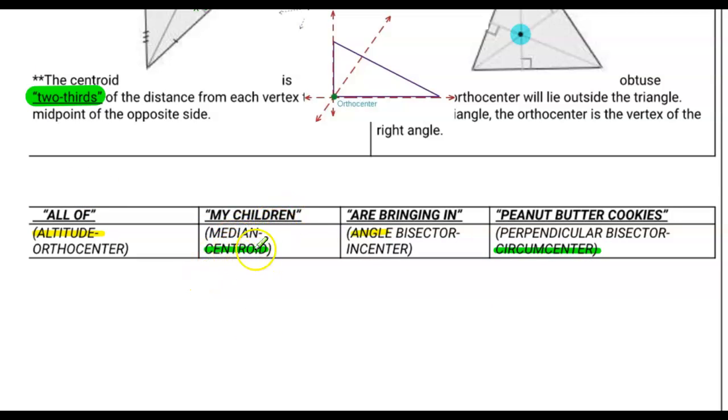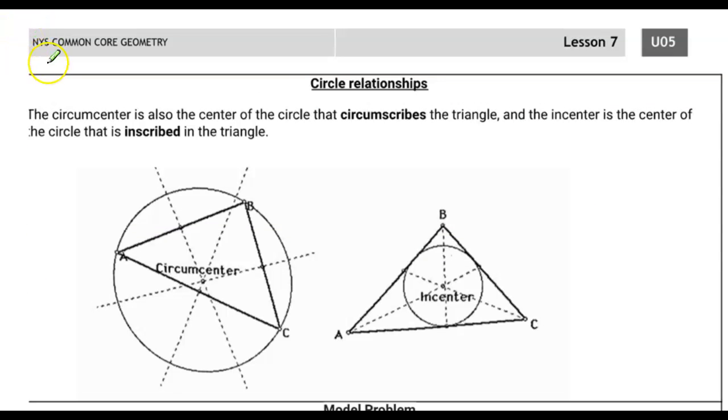You could just remember that this C stands for centroid, or you could think to yourself, this is a little bit deeper, the last word is cookies. Cookies are circles. Circumcenter, circles. Why not? All right. Let's move on to the circle relationships.